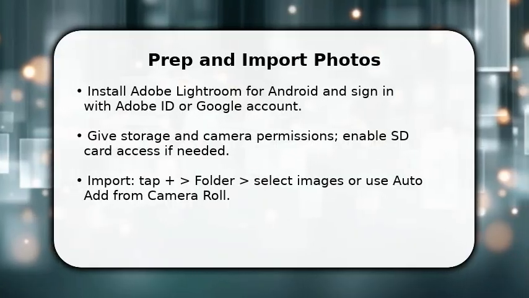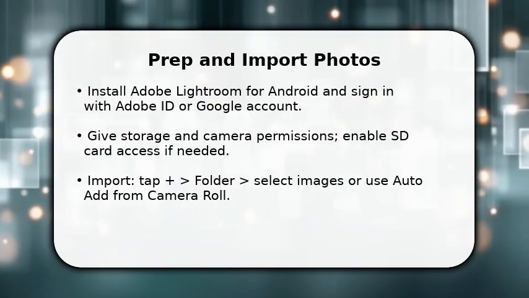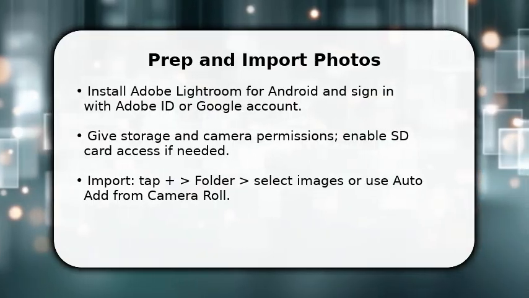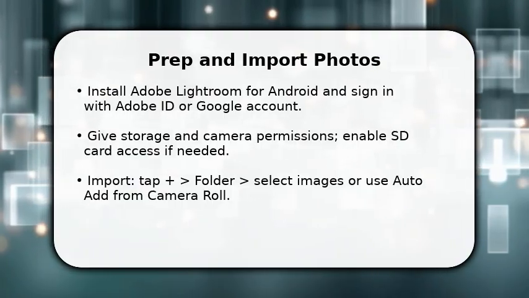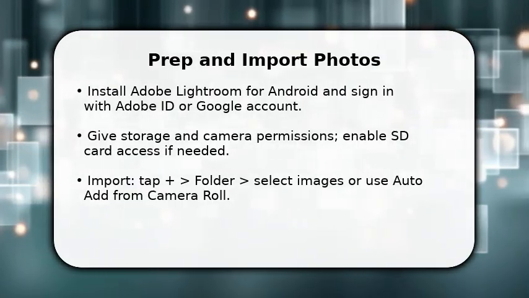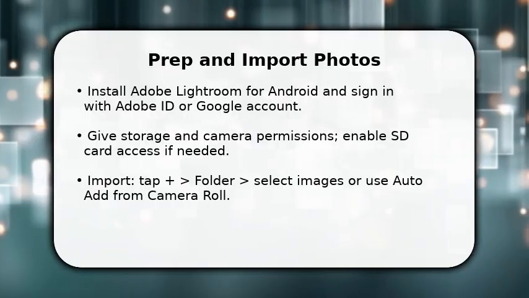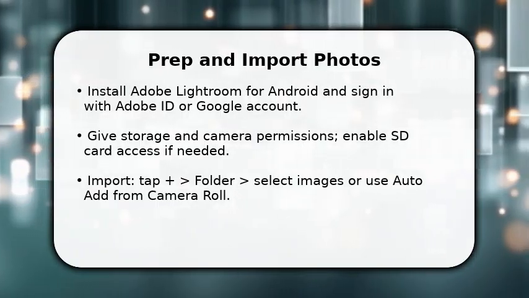You start by preparing your workspace. Install Lightroom and sign in, then grant storage and camera permissions so the app can read and write files. Next, import your images. Tap the plus, choose folder, and select Photos or Enable Auto Add from Camera Roll.